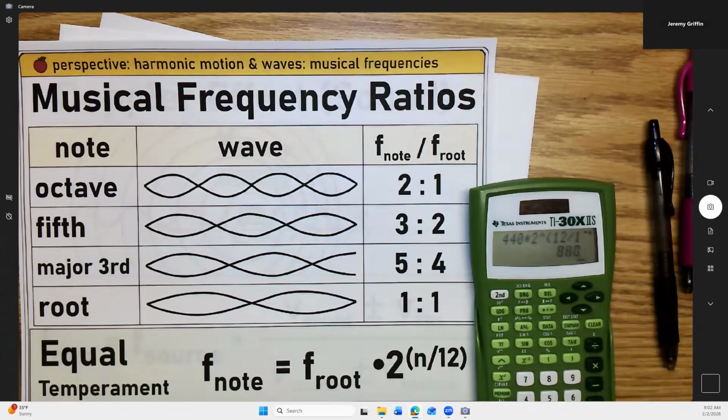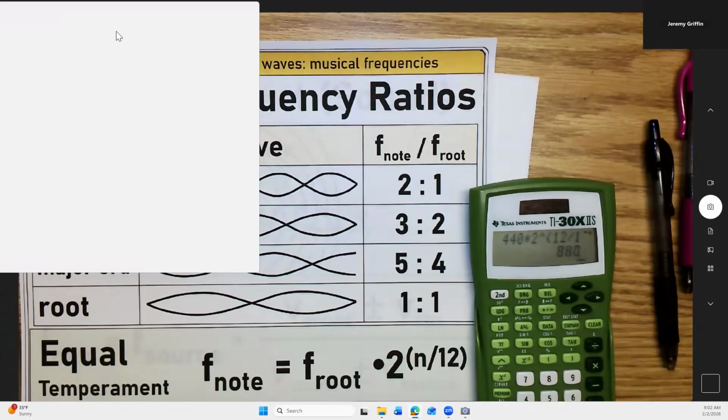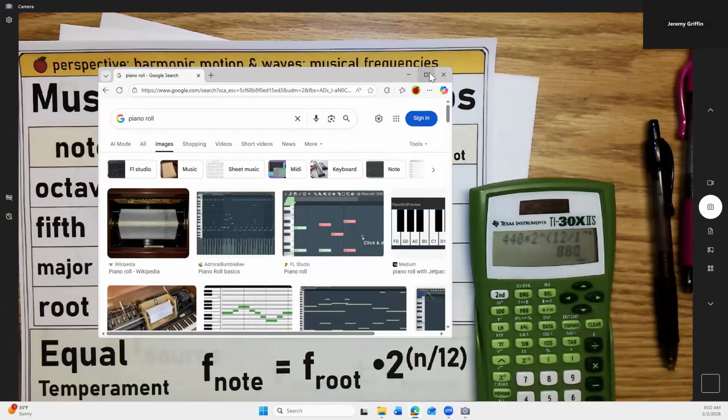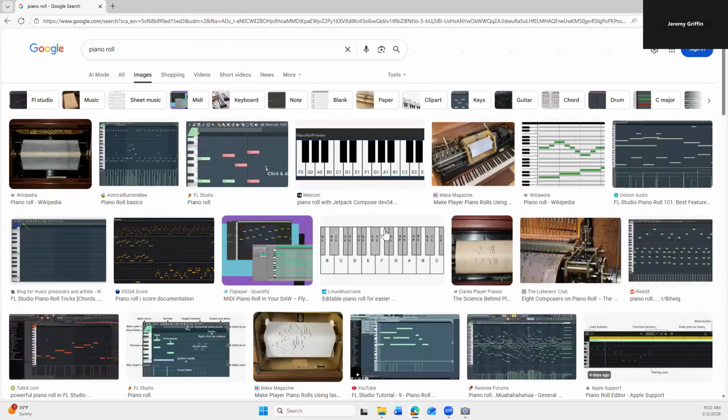If I click on one of these, it's going to take forever to load, but you can kind of see right here, here's a C. So 1, 2, 3, 4, 5, 6, 7, 8, 9, 10, 11, 12 gets up to that B, and then 13 would be back to C. So there are 12 different notes.